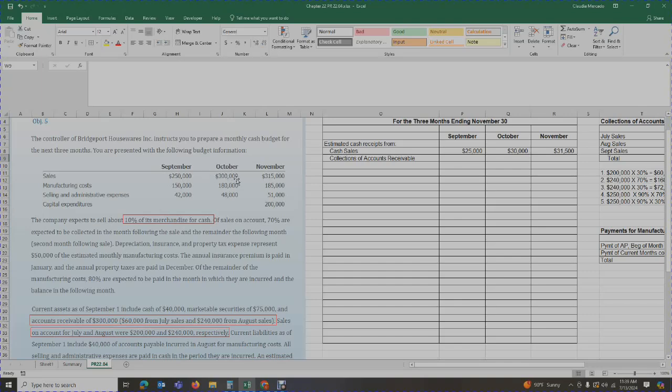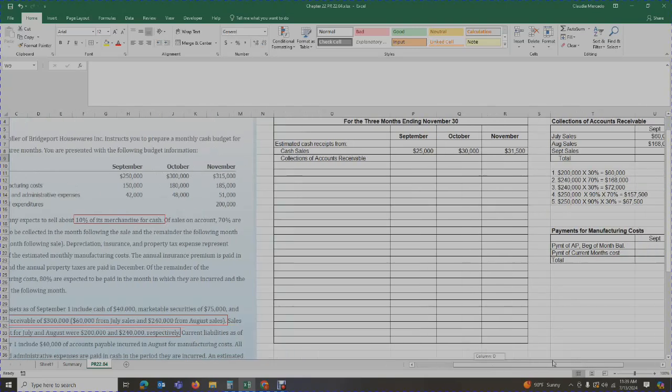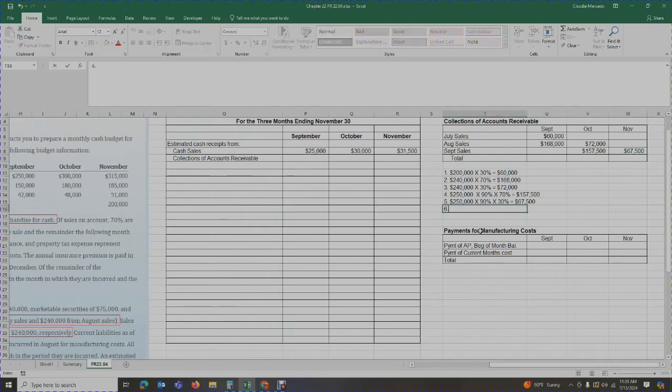In October, we have sales of 300,000. That means we're going to collect 70% in November and 30% in December. For purposes of this problem, I don't care about December. I only care about what's going to happen in September, October, and November. So just remember, what we sell in October, 70% will be collected in November and then 30% in December. So let's tackle that calculation.